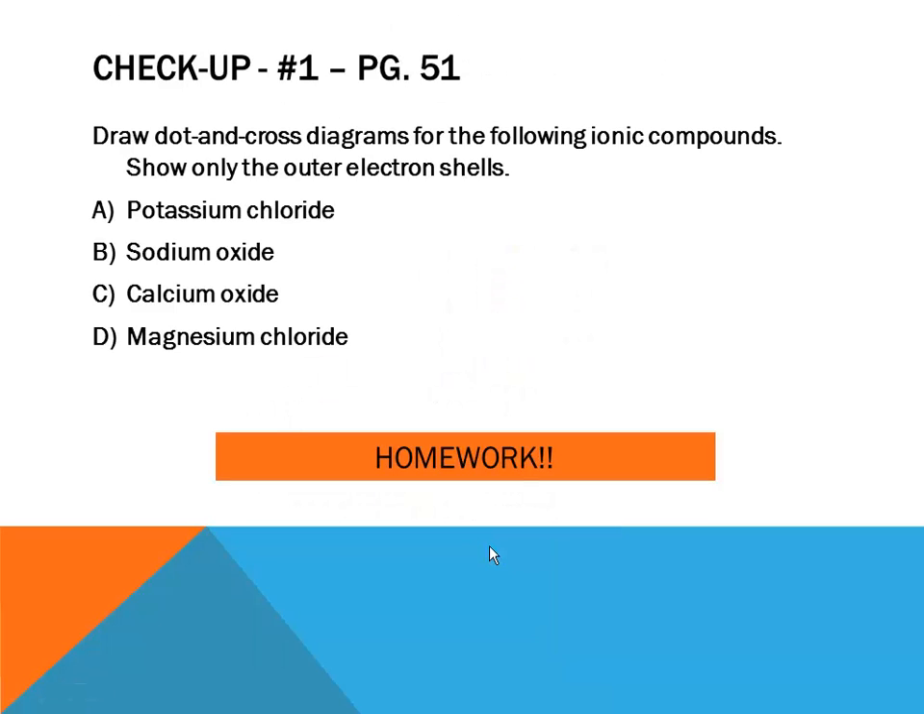Alright, homework question is to draw a dot and cross diagram for the following ionic compounds. Use only the outer electron shell. So again, the metal should be empty with the transferred electrons to the non-metal. Make sure you remember your brackets and your charges.